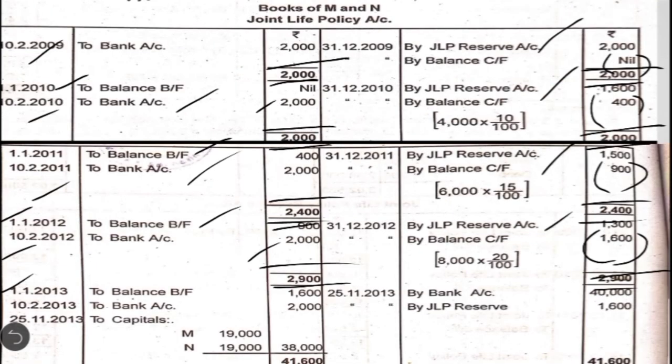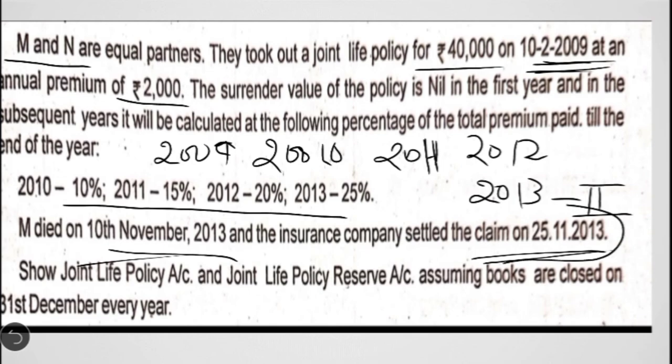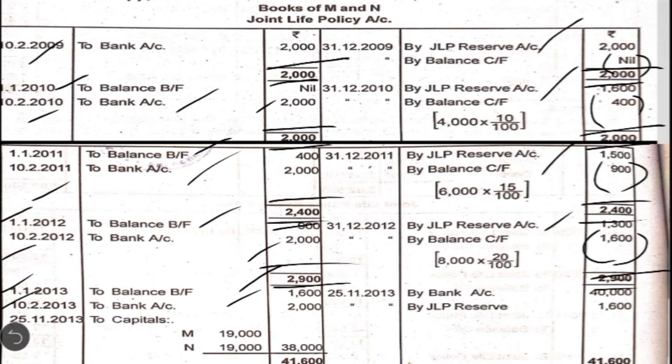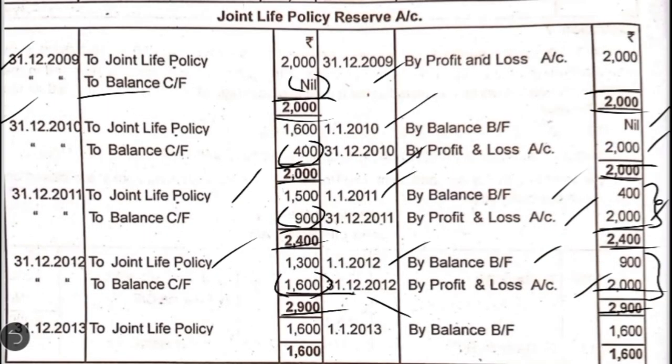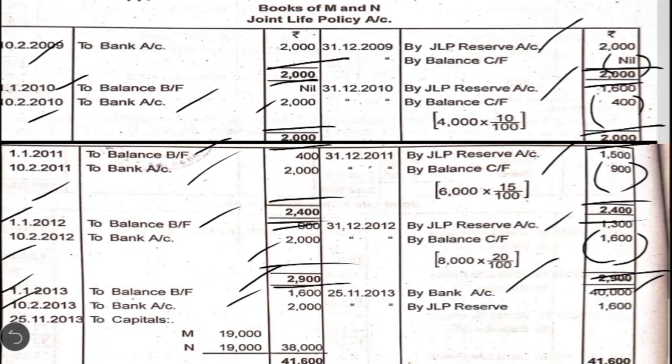So we have to make the entry for making the payment of annual premium, Joint Life Policy Account debit to bank account. So the balance is brought down and we have also paid the premium. The next entries will be when the policy amount is received, that is on 25/11/2013. For the receipt of policy amount, by bank account, the amount is 40,000. Next entry for transferring the ultimate balance left in the Joint Life Policy Reserve Account to the Joint Life Policy Account: to Joint Life Policy Account 1600. The other part of the transaction we have to record here, by Joint Life Policy Reserve Account 1600.